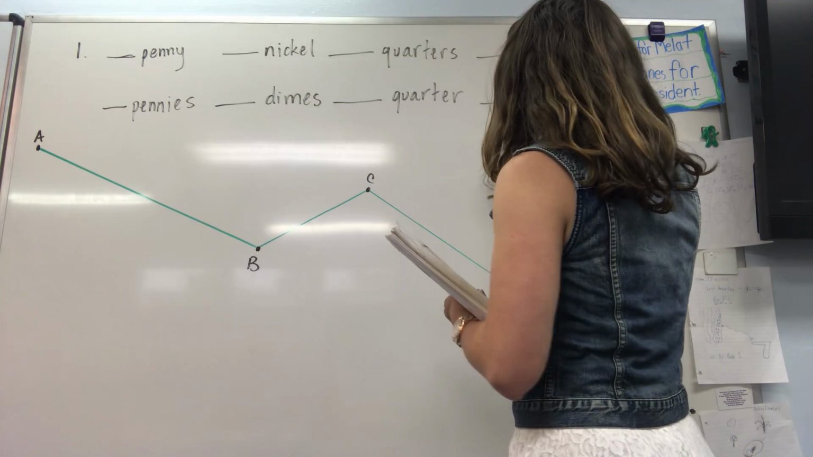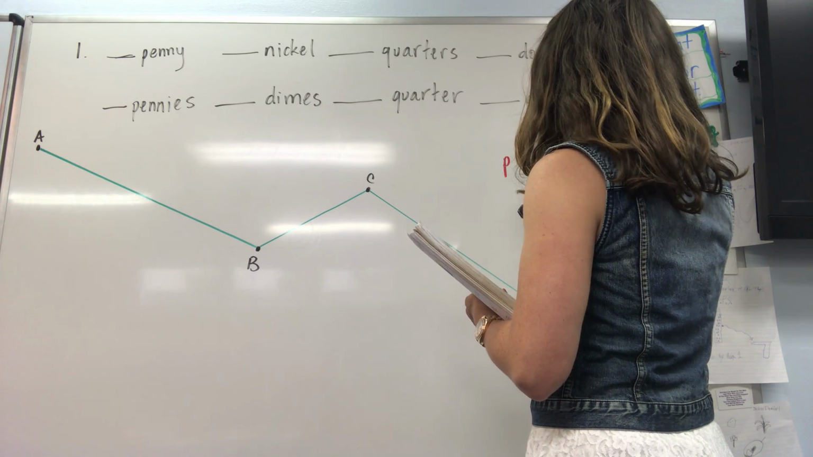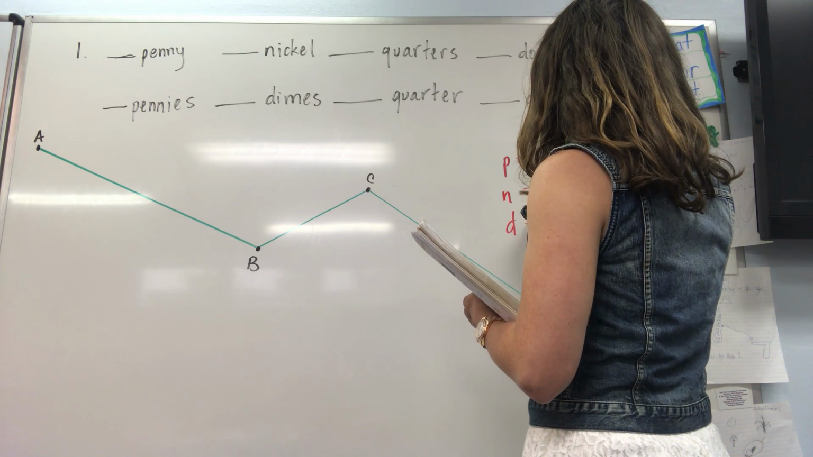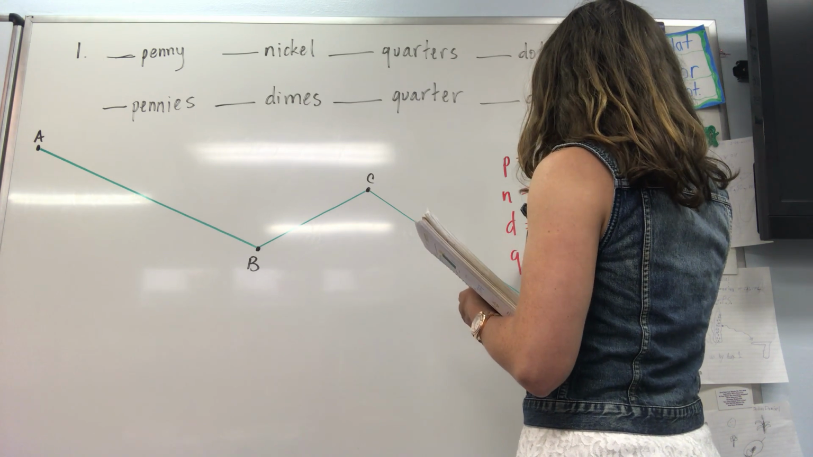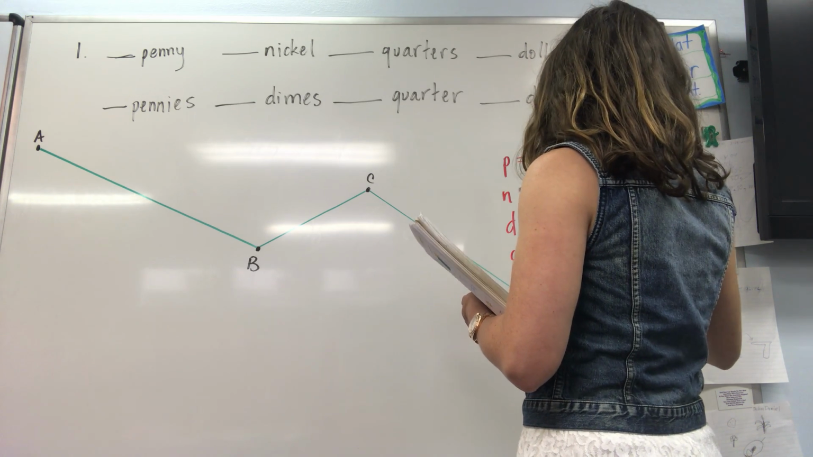The penny equals 0.01. The nickel equals 0.05. The dime equals 0.1. The quarter equals 0.25. And the dollar equals 1.